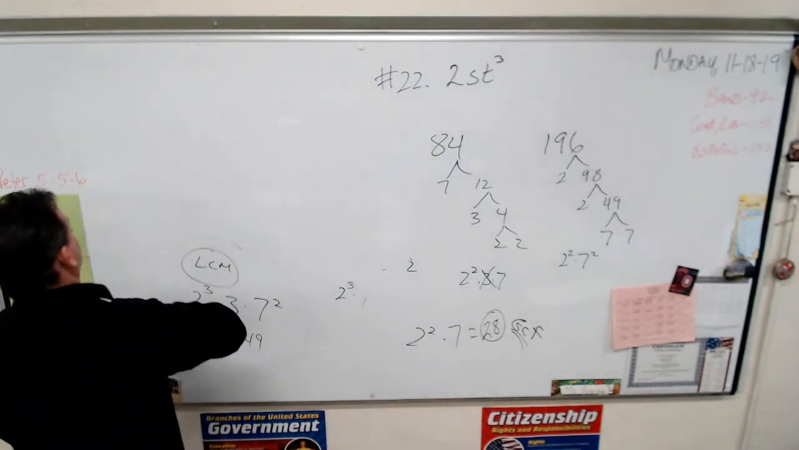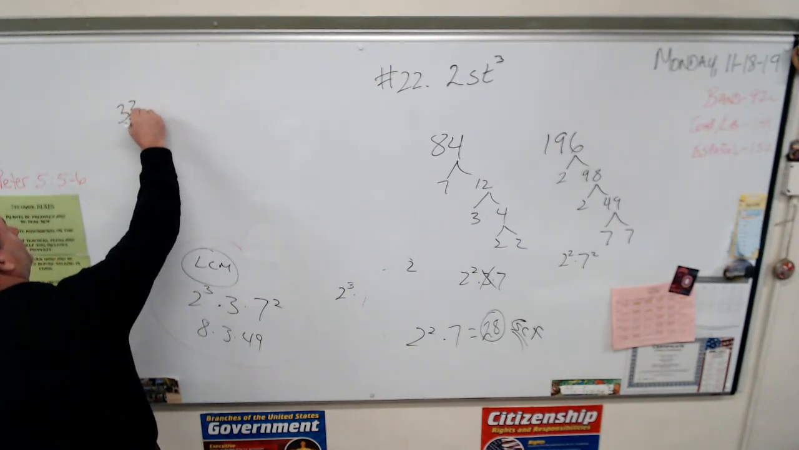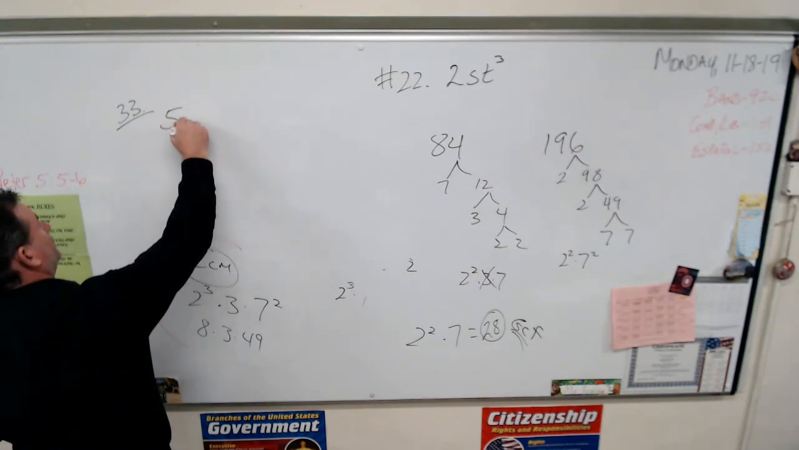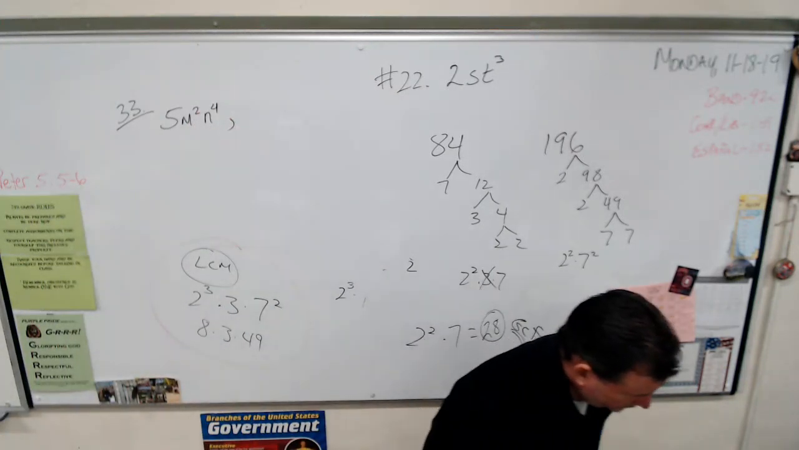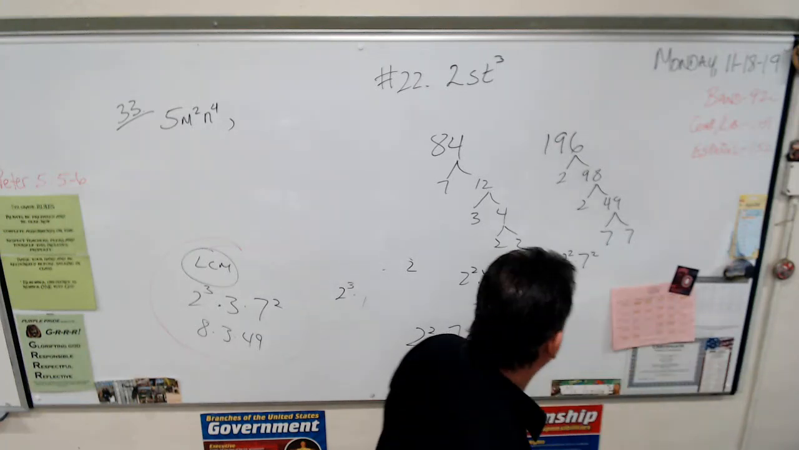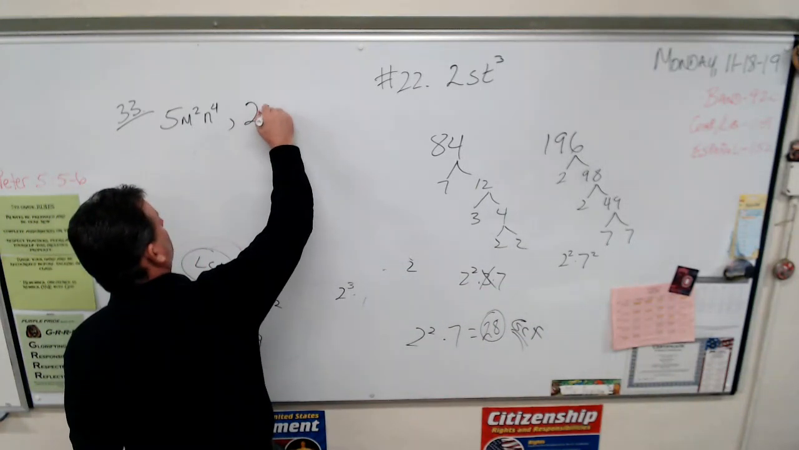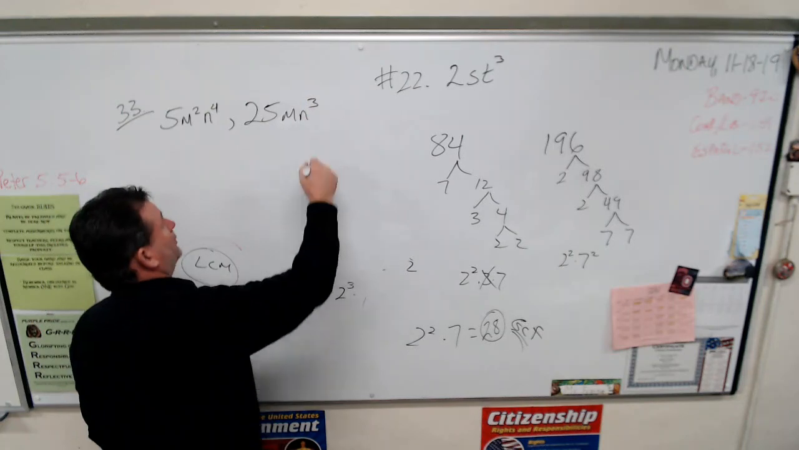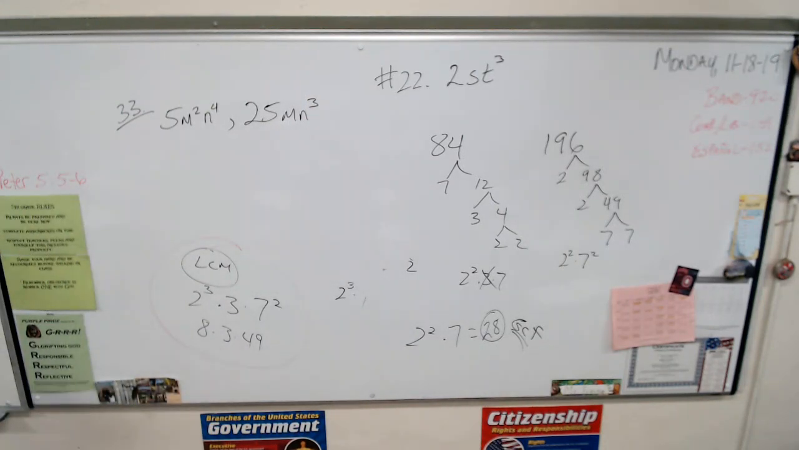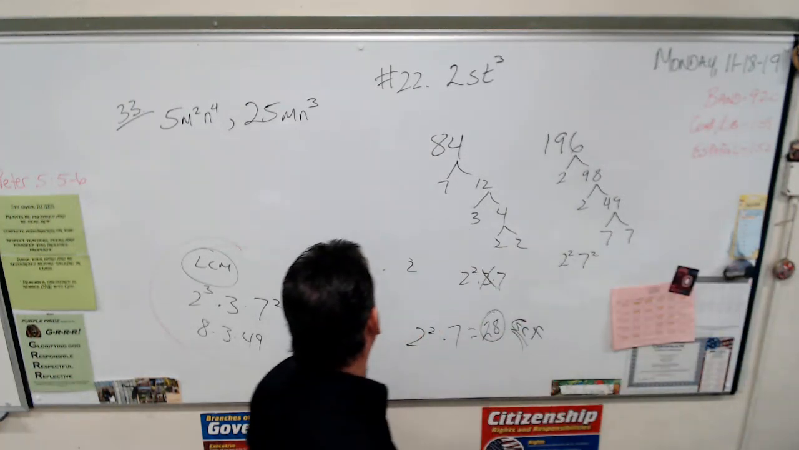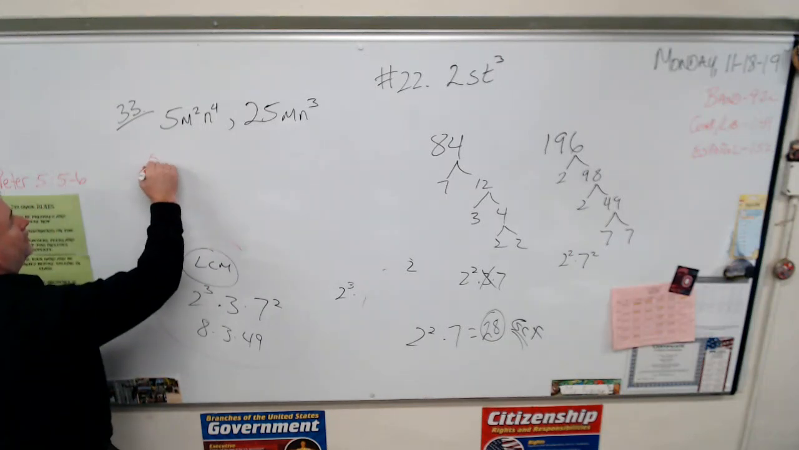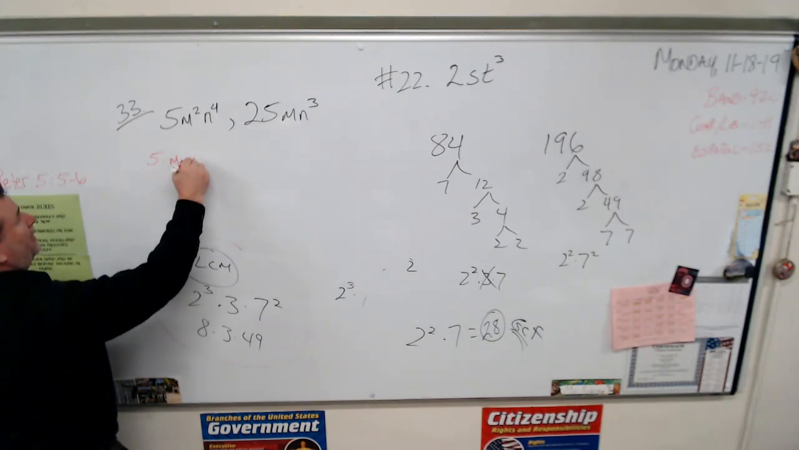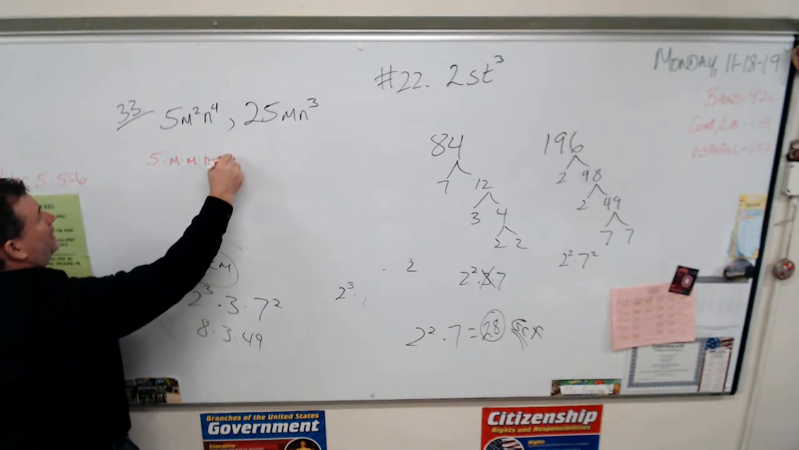Number 33. Okay, look for least common multiple. First thing I got to do is break these down to their primes. 5 is prime. So it's 5 times m times m times n times n times n times n.